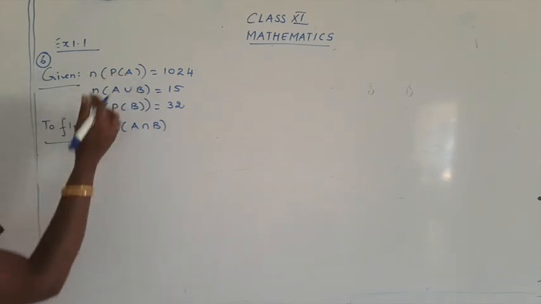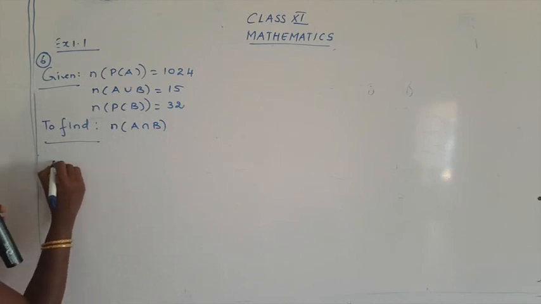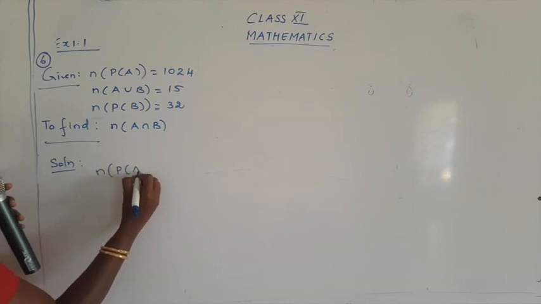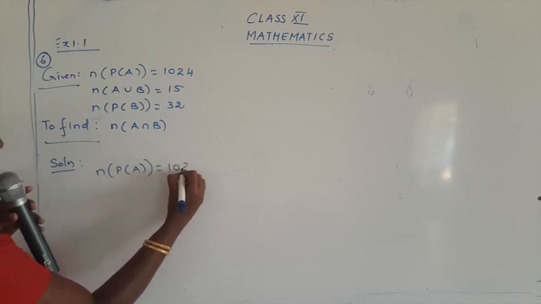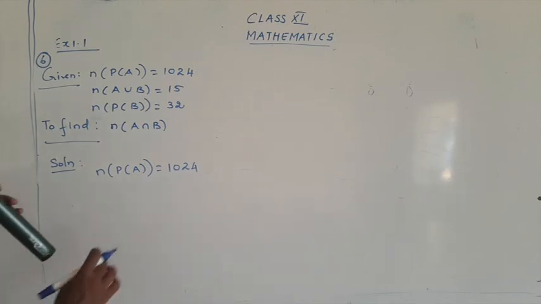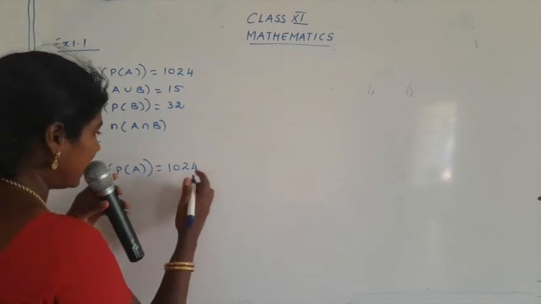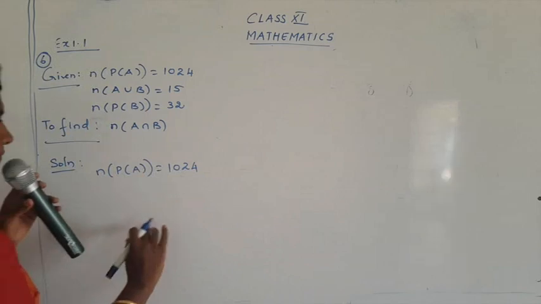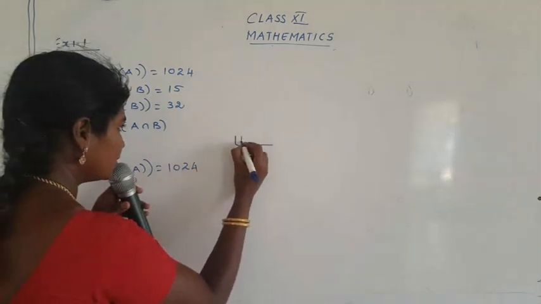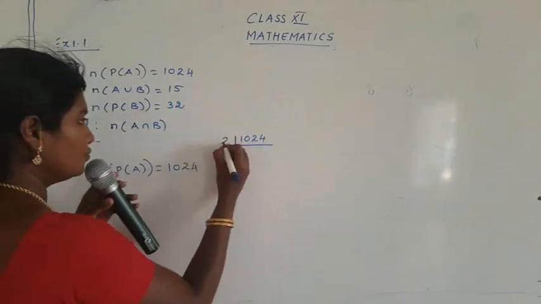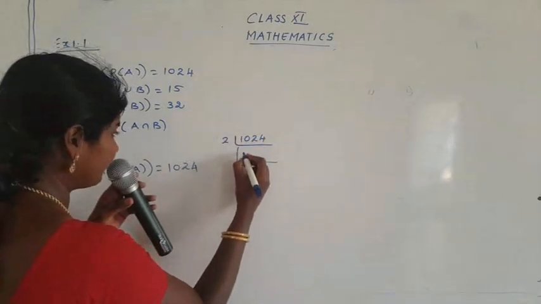So now I'll take the first part, that is n of P of A is equal to 1024. Now what we are going to do is express 1024 in terms of power. That is, we have to get the base as 2 and express this in the form of power. So let's factorize 1024 in terms of 2. Just take the factors of 2. So 2, go on factorizing.